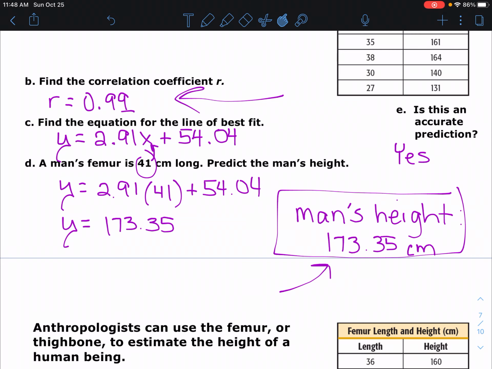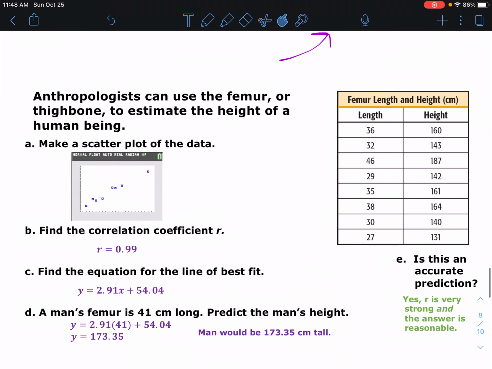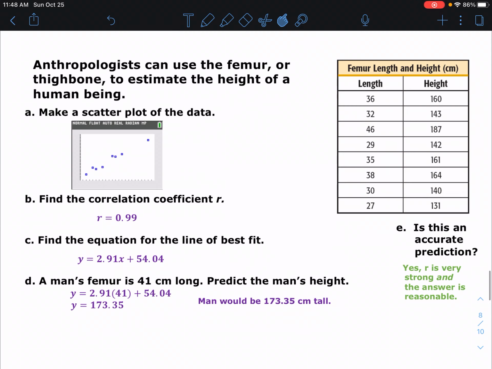Okay. All right. So then here I just put all the answers in there in a little bit nicer way, however you want to go about that. But again, I like to crop and paste that. You can also draw the scatter plot. And then notice again, part E, I said yes, R is very strong and the answer is reasonable. Okay. All right. So this is what you have to do when you do your assignment.